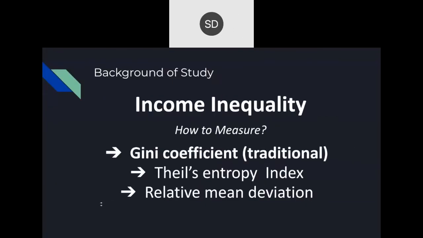All right. So, how to measure income inequality? Okay, the first one will be the Gini coefficient. We call it the Gini index or Gini ratio. So the Gini coefficient is a concept of income shares of groups or households. It measures the distribution of income across a population. The second one will be the Theil entropy index. We call it the Theil index. It measures economic inequality and racial segregation. The third one will be the relative mean deviation.